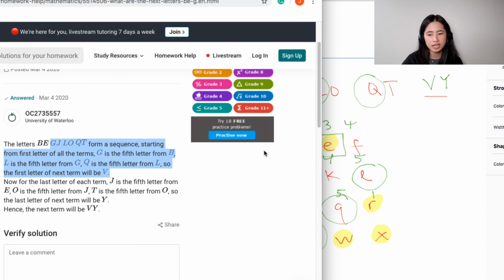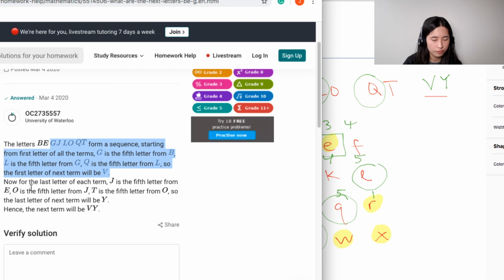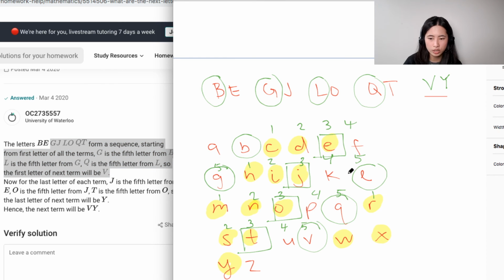Okay, so they're using a different pattern here. For the last letter of each term, J is the fifth letter from E. So they're using E and counting 5, and that's true as well. 1, 2, 3, 4, 5. And then if you start from J, 1, 2, 3, 4, 5, that's the fifth letter. So this could be right as well. There's a lot of ways to get to your final answer.